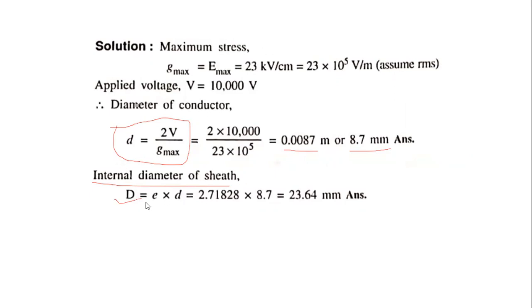The logarithmic value e is a fixed value, that is 2.71, into small d. Then we obtain 23.64 mm as capital D, the diameter of the sheath. In the calculator we have the value 2.71828 into d, where d is 8.7. Then we obtain 23.64 mm, which is the internal diameter of the sheath.